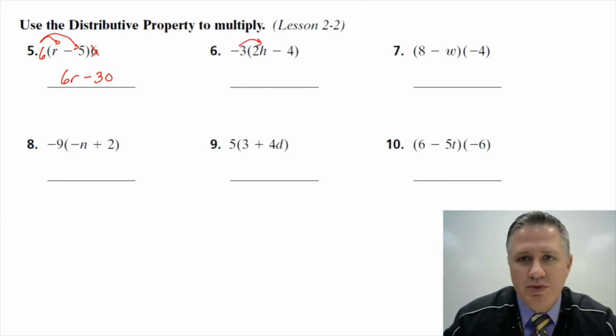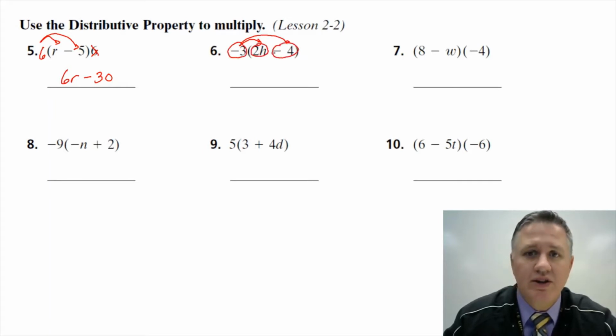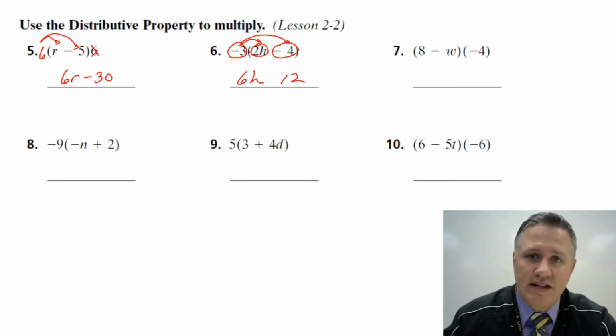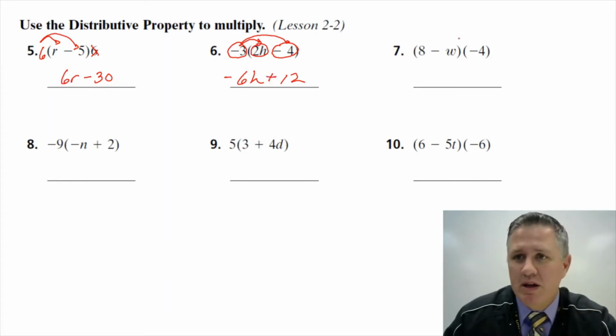Okay, we're going to distribute the -3, and if it helps you, circle each term, and that way you won't leave a negative out, and you'll remember it's a -4, not just a +4. So 3 times 2h is 6h, 3 times 4 is 12. Now let's go back and do the signs. The opposite of a positive is a negative, and the opposite of a negative is a positive. So there you go.